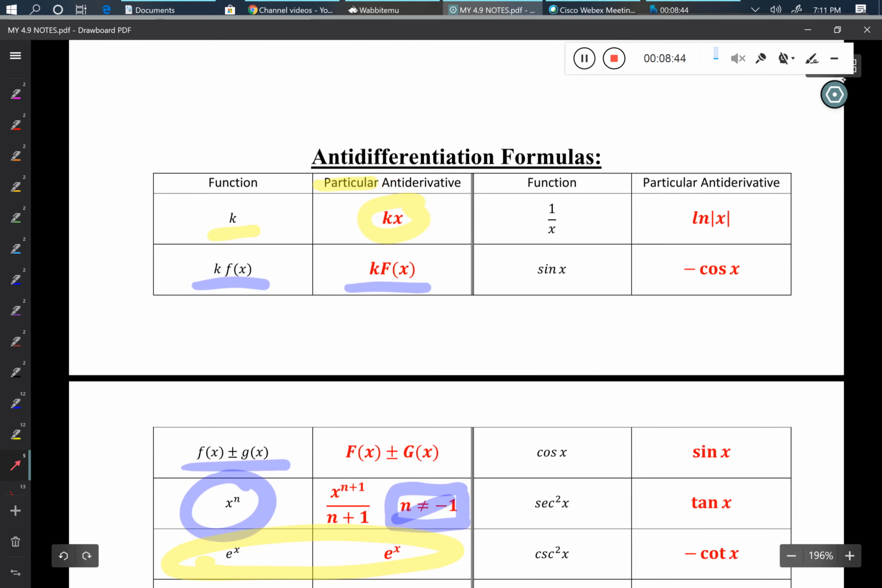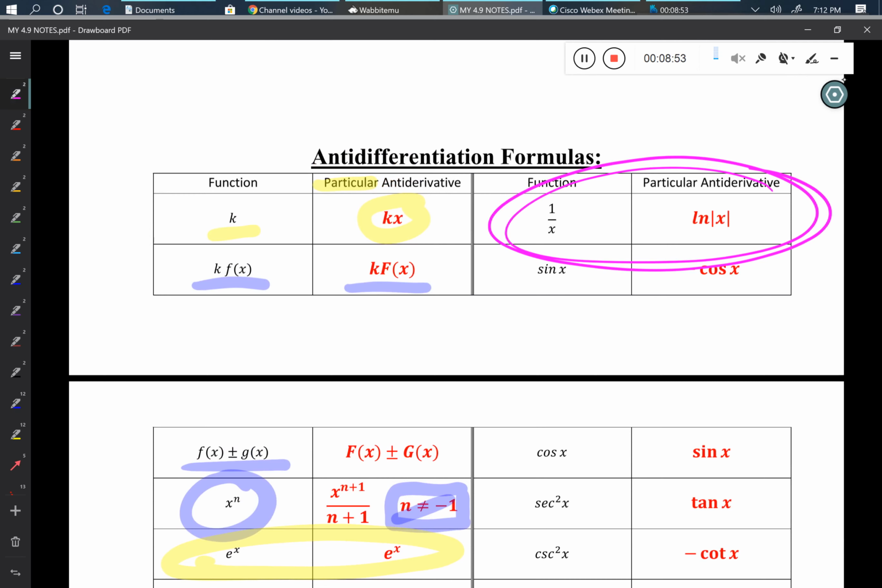Now there is one, and I'm going to circle it right now with the pink here, that sometimes causes people trouble. They want to say, why does absolute value show up? Because they remember this from taking derivatives. They remember that taking the derivative, the natural log of x was equal to 1 over x. So then the argument is that, well, when you take the antiderivative, then the antiderivative of 1 over x would just take you right back to natural log of x. How come there's an absolute value that shows up?